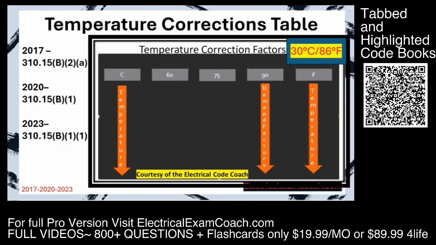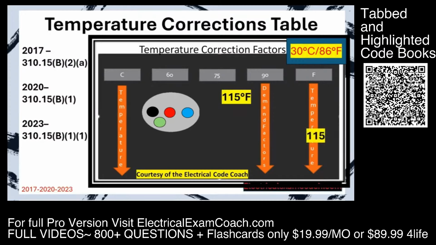Let's imagine that we have this circuit here with our black, red, blue in it. And we have our equipment grounding conductor. Then let's imagine we're in an ambient temperature of 115 degrees Fahrenheit. We would start on the right-hand side and we would find 115 degrees. Then we would come over to the 90 degree C column and we would find our correction factor. And all it is, is another demand factor.